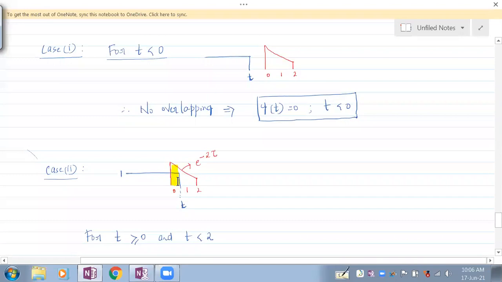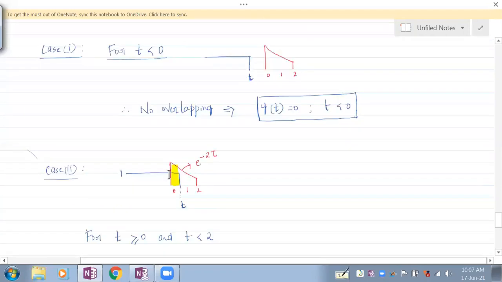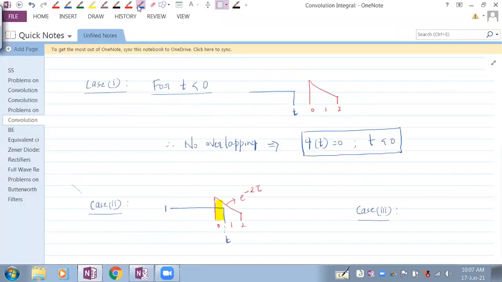Now this t, if it goes beyond 2, greater than or equal to 2, or greater than 2, what happens? Okay, that is what we'll see. Earlier this t was here, so that was the case. Now this is the case. Now case 3, let me write that case 3 here. Case 3 would be this.